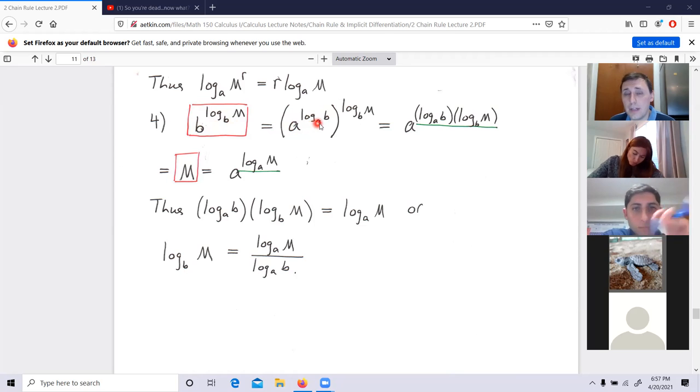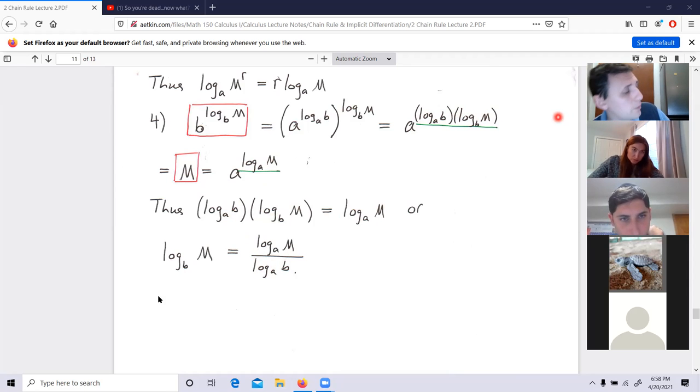And so what do I have then? I have that this is equal to M. And this part is equal to A to the power of log base A of B times log base B of M. And this is equal to log base A of M. So what I have is that log base A of B times log base B of M is log base A of M. And I'm solving for this one. Log base B of M is then log base A of M divided by log base A of B.